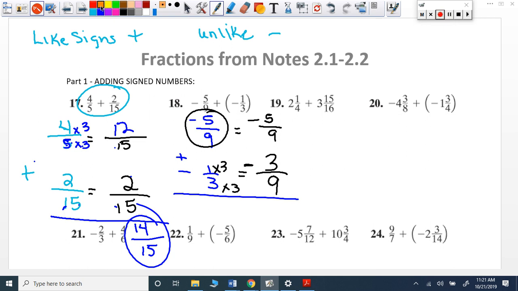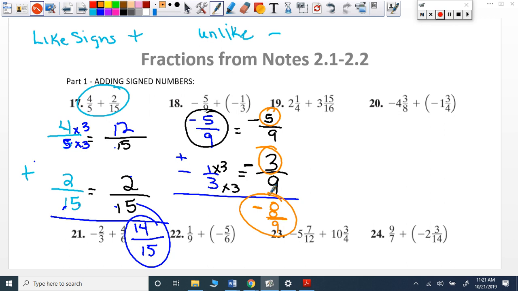Now, like signs, I add and keep the sign. When you have common denominators, you always just rewrite the denominator. Guys, what's 5 plus 3? 8. And you keep the sign. I thought it was 7. Well, that's okay. If you showed me all that work, you would have lost just a little bit of points.